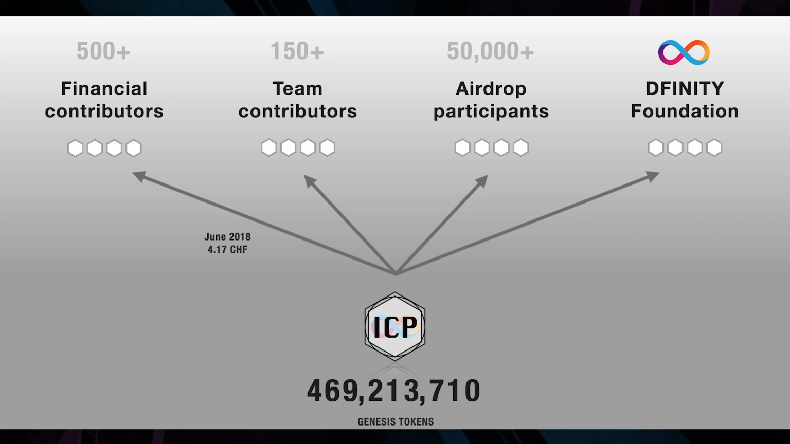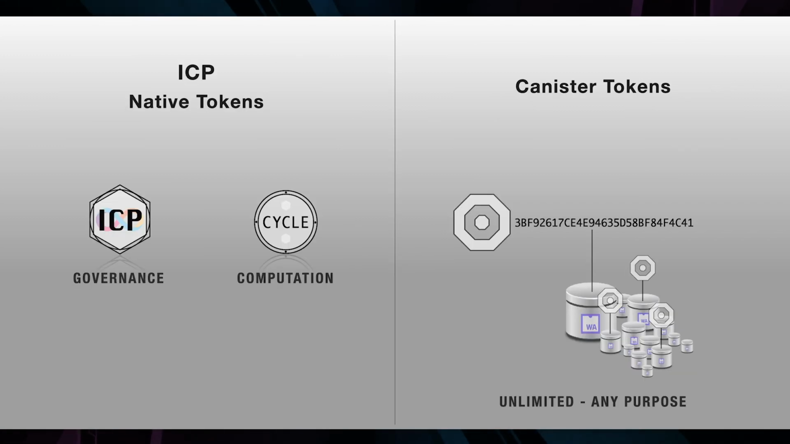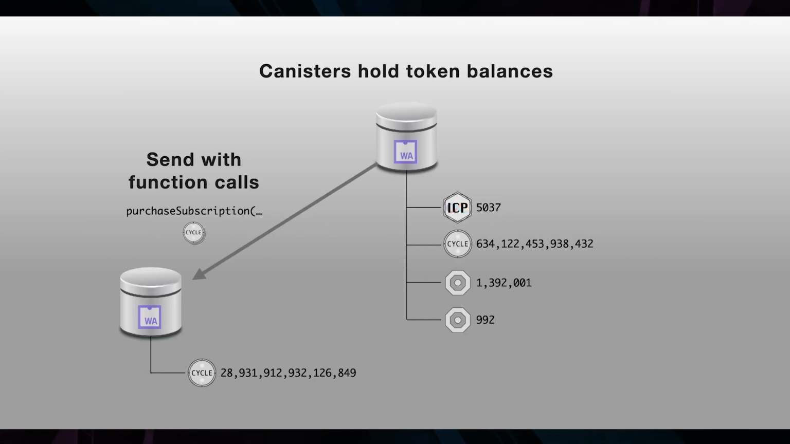But what role do ICP tokens play within the broader token ecosystem on the Internet Computer, and how might they be used? The Internet Computer actually has 2 native tokens, ICP and also cycles, which are used as fuel for computation. Additionally, every canister can create its own token if it wishes, which shares its identity. A canister can hold balances of any token and can send tokens to other canisters as part of function calls.